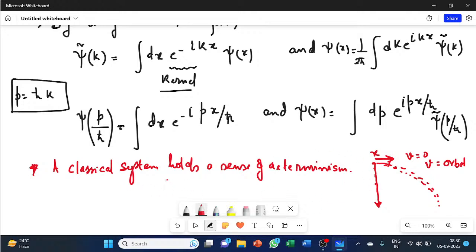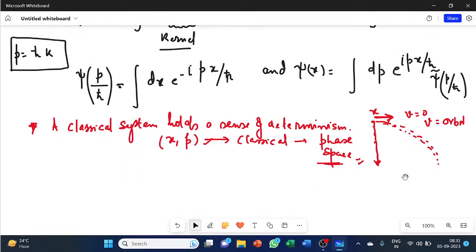Okay, so you just specify x and v, or when I say v, I can say momenta, x and p, and you are done. This is why we say that classical mechanics is well represented in phase space.